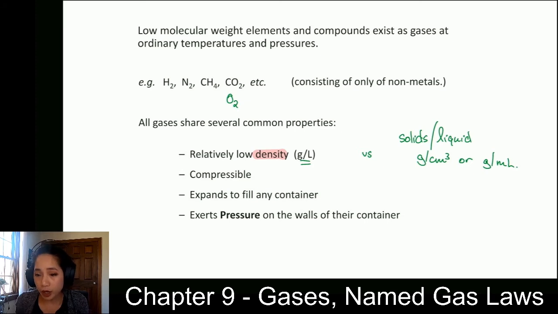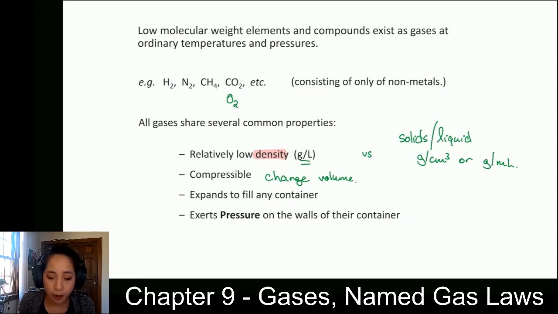Gases are also compressible. So they can change their volume. So I'll say can change volume easily. Versus liquids and solids, you can squeeze on a solid sample and not change its volume. But for gases, you can change its volume. So this will bring us to some of the gas laws, where if you change the volume of a gaseous sample, something else needs to change.